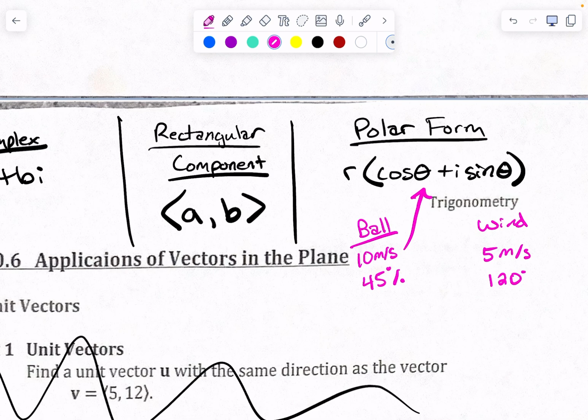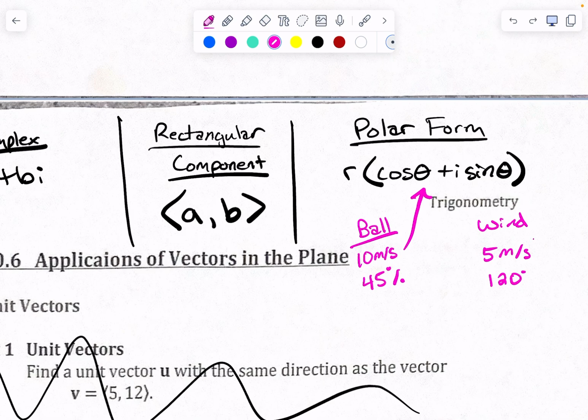How is the wind blowing this? Back toward me, right? The ball is getting kicked this way and the wind is blowing back this direction. The ball probably will still go forward, but not as fast, because the wind is blowing back. So here's what's going to happen. They're going to ask where the ball is going to end up.